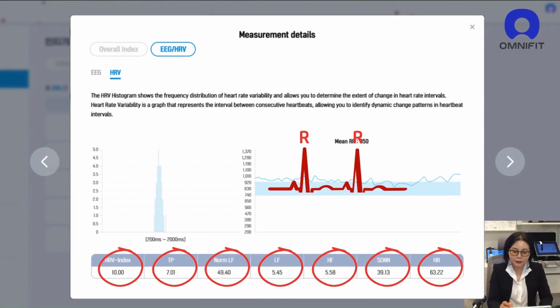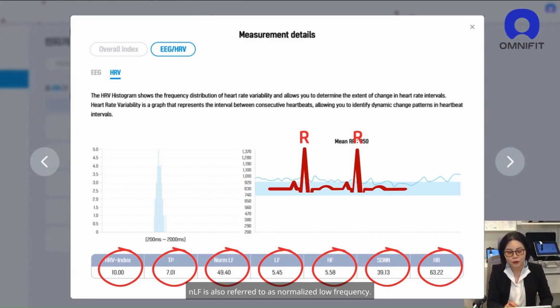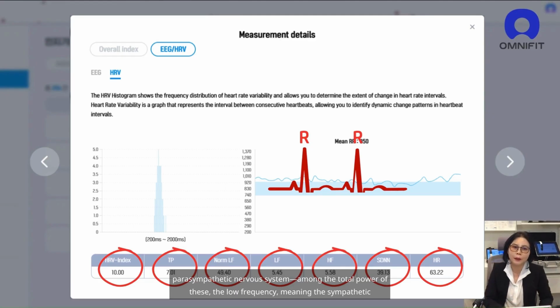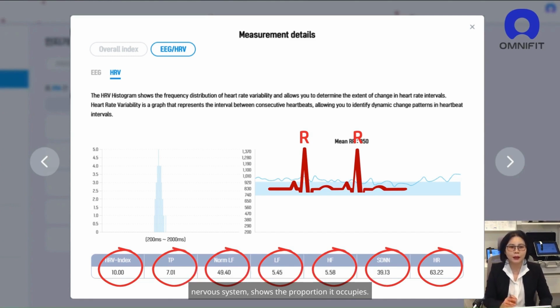Next, this is NLF. NLF is also referred to as normalized low frequency. In other words, LF, which is the sympathetic nervous system, and HF, which is the high-frequency parasympathetic nervous system, among the total power of these, the low frequency, meaning the sympathetic nervous system, shows the proportion it occupies. So, it's one of the most important indicators for assessing the balance of the autonomic nervous system.